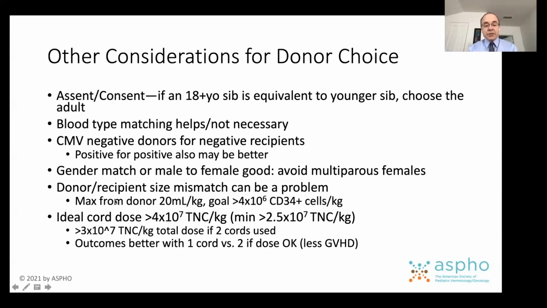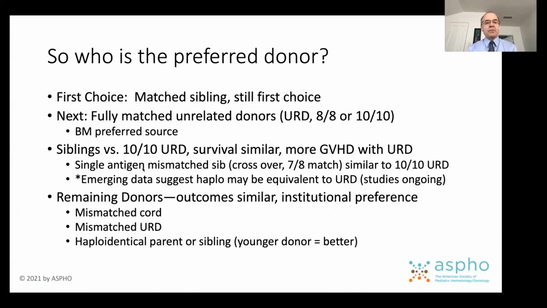We have to be careful about donor-recipient size mismatches. The maximum we can take from any donor is 20 mL per kilo, and we like to give at least 7 mL per kilo to a recipient. So sometimes you have to be careful about that. The ideal cord dose you can see here, and one cord is always better than two if you can get away with it with the cords you have available.